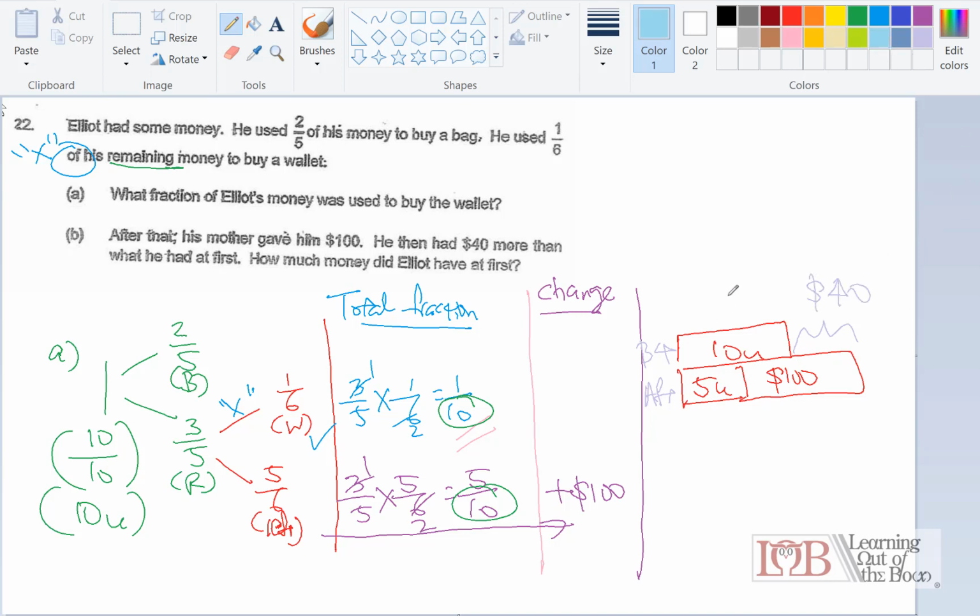So you can see that there is this difference here, which is 5 units, and it's 100 minus 40, which is $60. Okay, so we know that 5U is $60, and 1U is actually 12. So how much did Elliot have at first? So Elliot has 10 units. So 10U is actually 12 times 10, which is 120, and this is the answer.